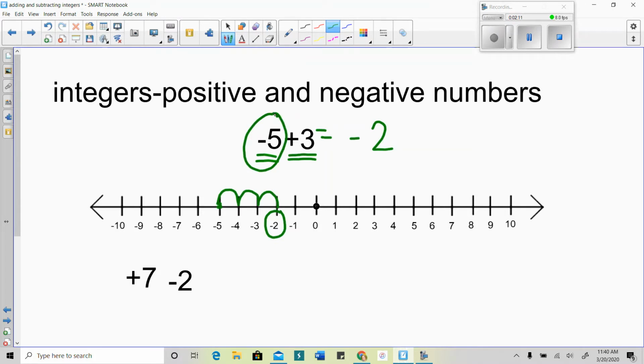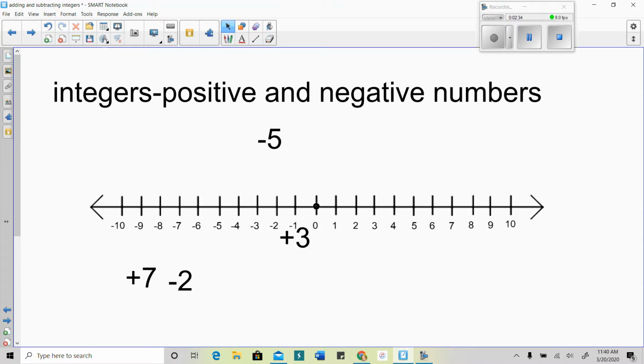Now, anytime you see these two signs are different, you want to get the difference. That means you need to subtract. So 5 minus 3 gives me 2. Because the winning team was team negative, they won by 2 points, so it's -2. So we're getting -2 right there, not a +2. So let's look at another example of a problem here.